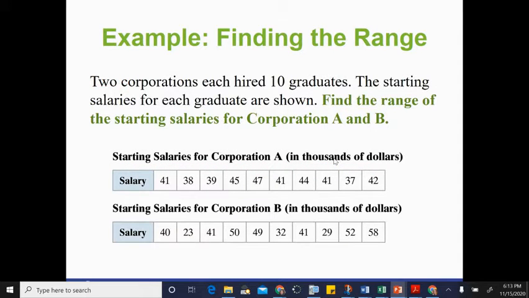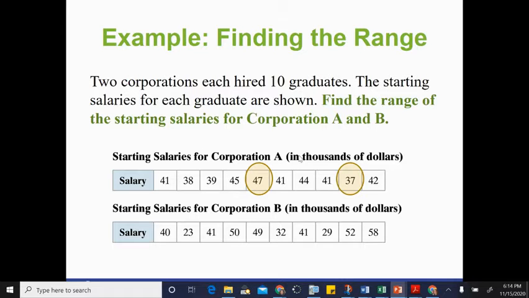We've got these two companies, Corporation A and Corporation B, and it says find the range of the starting salaries for each graduate from those companies. Okay, so Corporation A, these are the salaries. Corporation B, these are salaries. So range, remember, we need to find the highest and the lowest in each of those. So the highest for Corporation A and the lowest for Corporation A, I think, are 47 and 37. And we're going to subtract those. So 47 minus 37 is 10. There we go. We found the range.